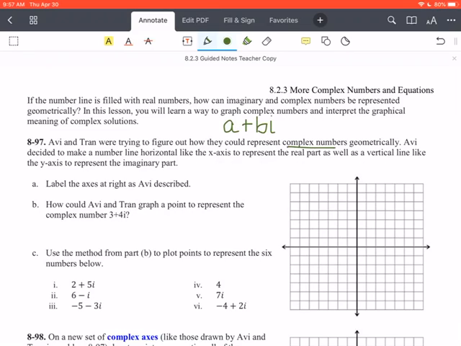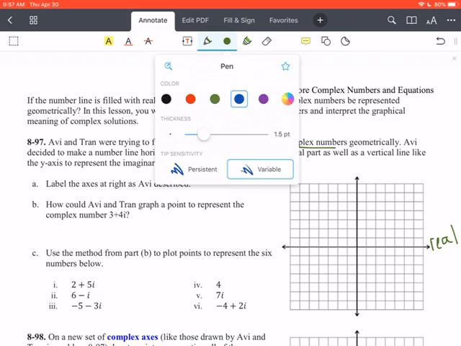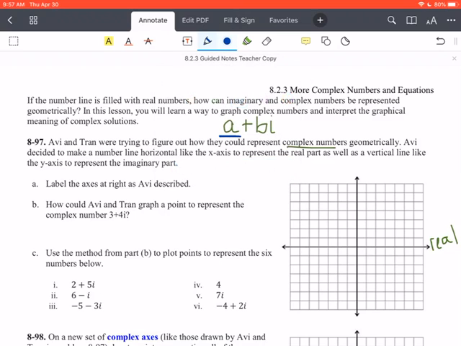AV decided to make a number line horizontal, like the x-axis, to represent the real component. So the x-axis in the complex number system represents the real component, which is the A of our complex number. And then a vertical line, like the y-axis, to represent the imaginary component. So the imaginary part of the number is going to be plotted vertically. So that is our B value. So it says label the axes at right like AV described.